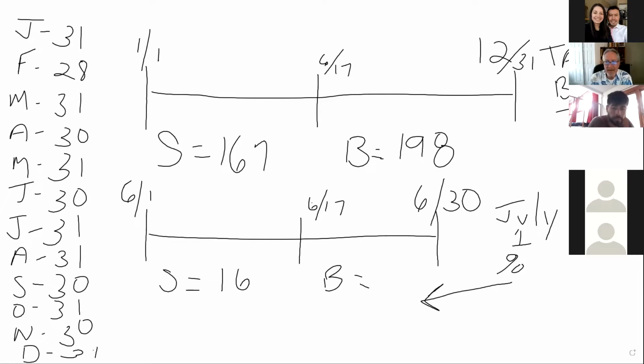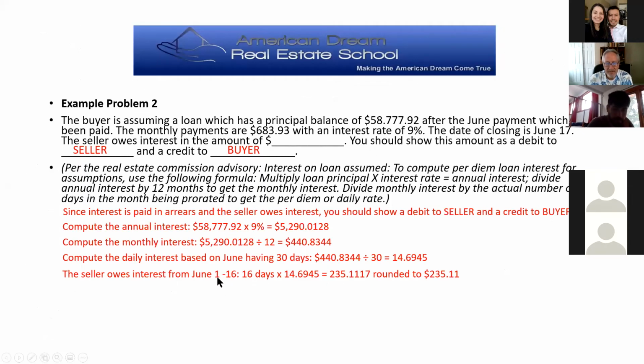So now I want to go back. My problem here. That's what I'm prorating, those 16 days times my per diem. Gets me to 235.11. Questions on how this works?